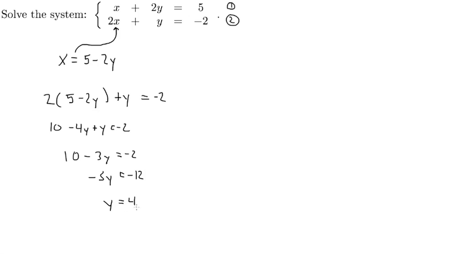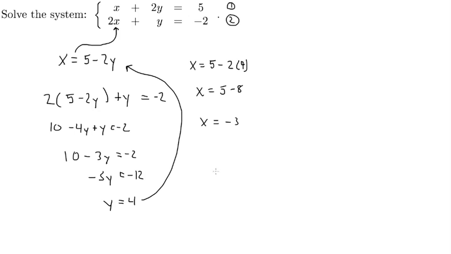Okay, now to get my x value, I'm going to take this and plug it back in way up here at the very beginning, where I solved for x before substituting that in. So I know that my x is going to be 5 minus 2y, but I now know that y is 4. So we get x equals 5 minus 8. So x equals negative 3. So my final answer is x equals negative 3, y equals 4.